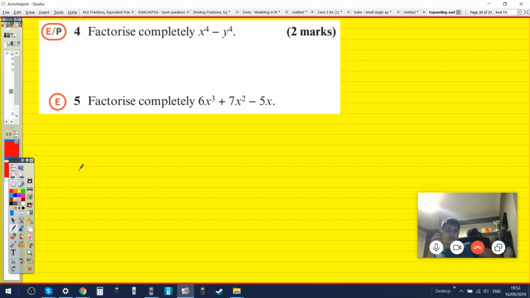And what times what gives you x to the 4? X squared times x squared. Yes. And so in that case, any idea what the two brackets are? Will it be x squared minus y squared and then x squared plus y squared? Yes.